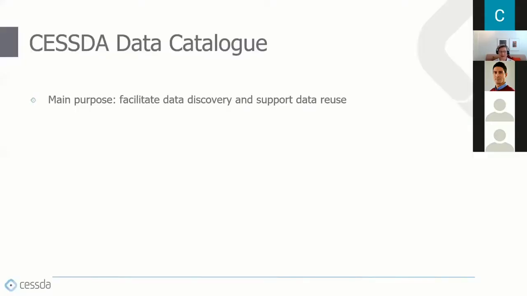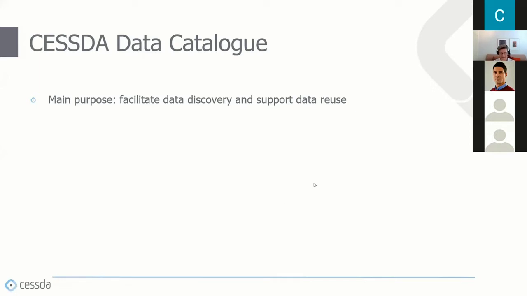So now that we have more information about the use cases and how the data catalog would be useful for researchers, I will go and explain more in detail about certain stuff and how to get optimal results out of it. So the main purpose of the CESSDA data catalog, can you see my screen, by the way? Yeah, it's fine. Is data discovery and data reuse.